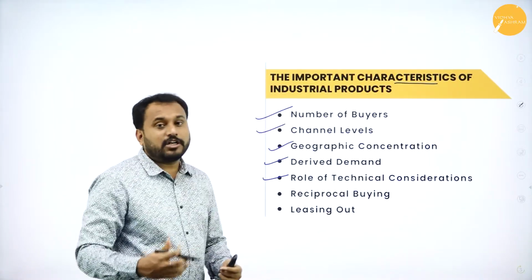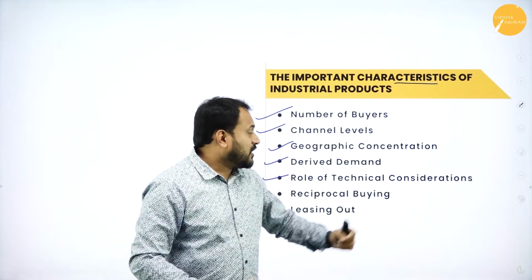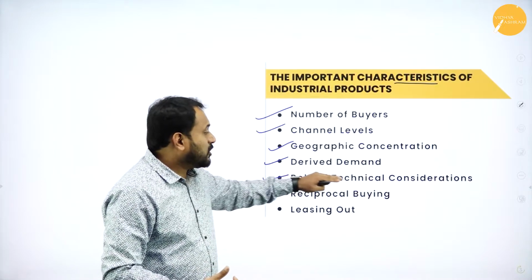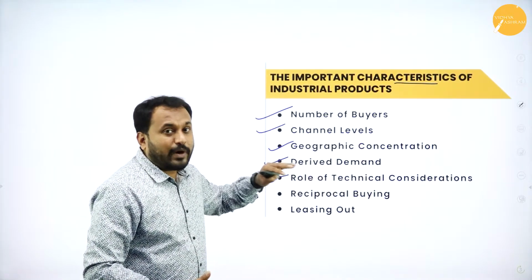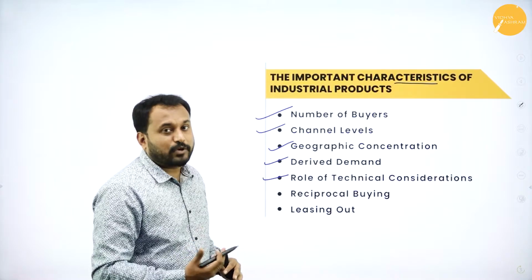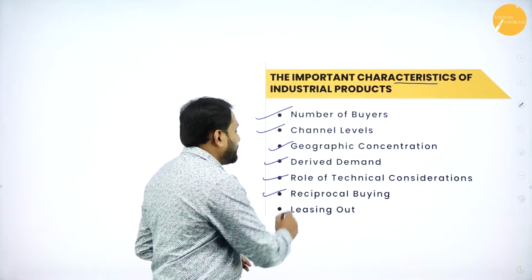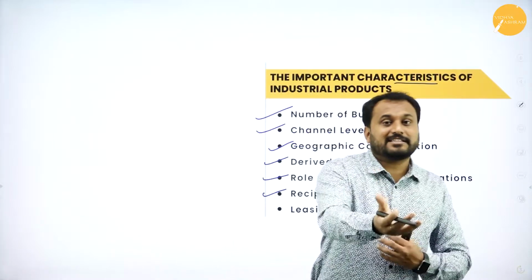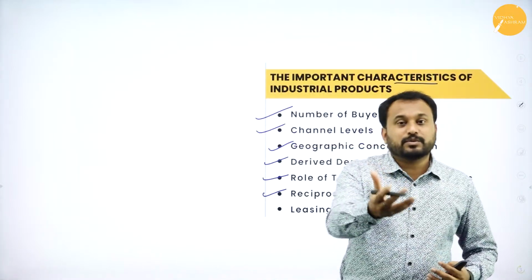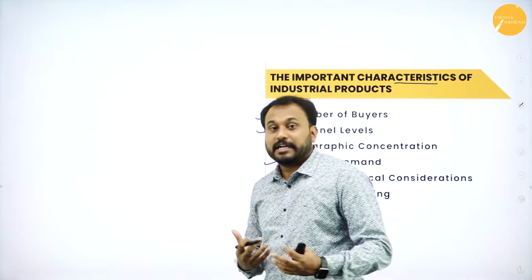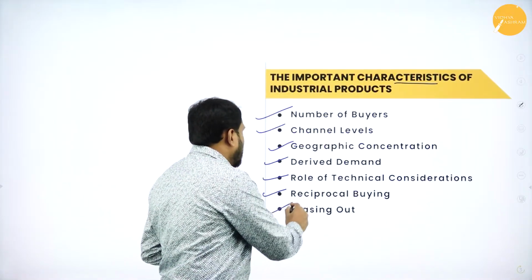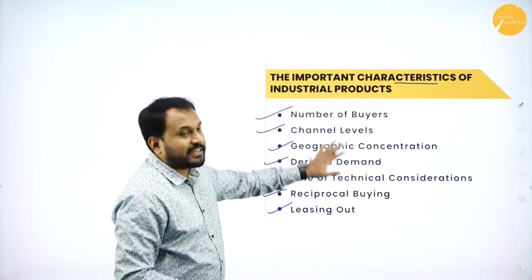Now technology, even the role of technology, that is technical consideration, is also important, because technology plays a very vital role in industry products. Next is reciprocal buying. That means what? You all know what reciprocal buying is. A person to whom you sell, you will actually buy from him. That is what we call reciprocal. The last one is leasing out. So these are the characteristics of industrial product.